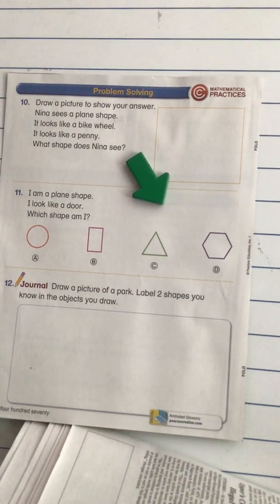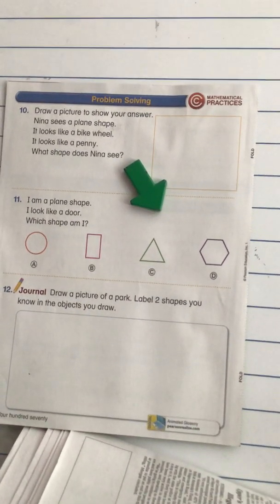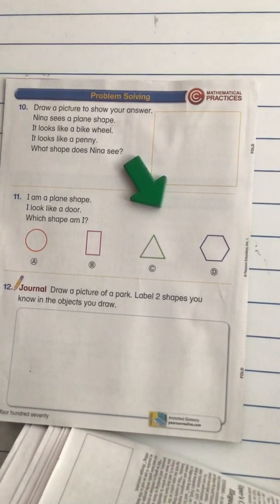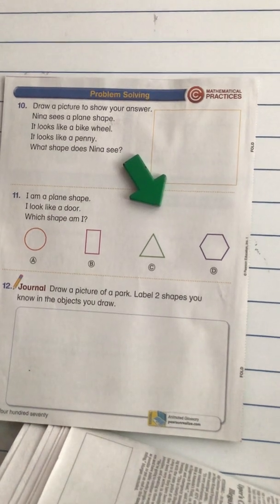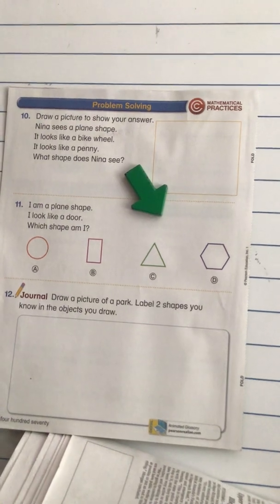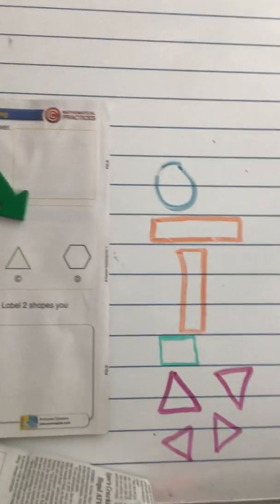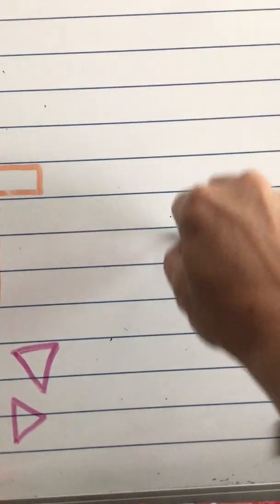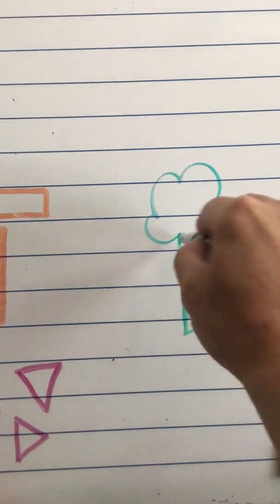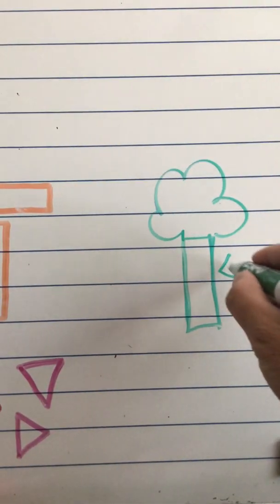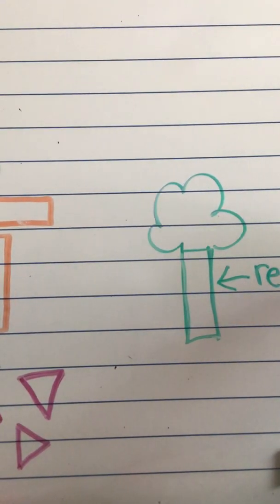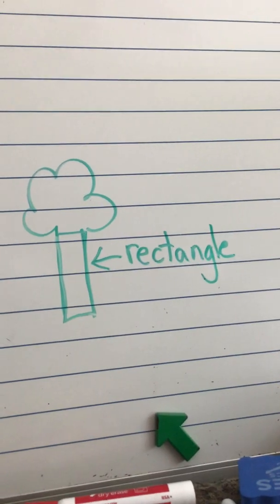Down below, you are doing on your own. Draw a picture of a park. Label 2 shapes you know in the objects you draw. So when you are drawing your park, look at it and think about which of the things in the park might look like shapes. Maybe if you draw a tree, the tree trunk might look like a rectangle. So you would label it by writing the word next to it, so we know that your shape is part of your drawing.